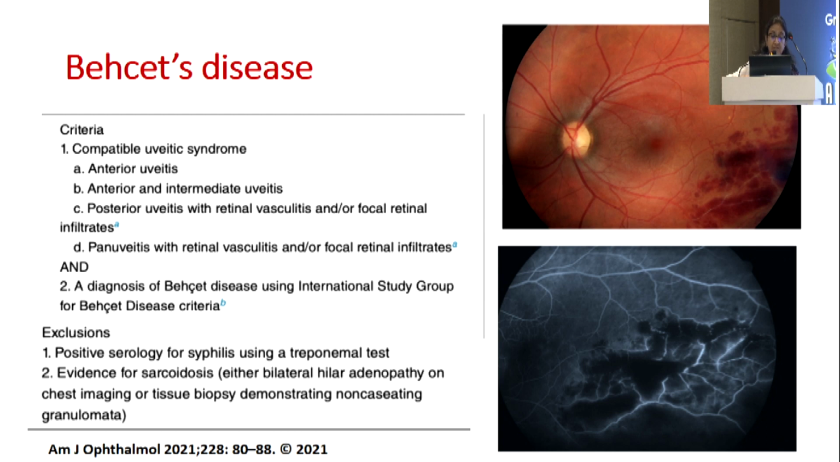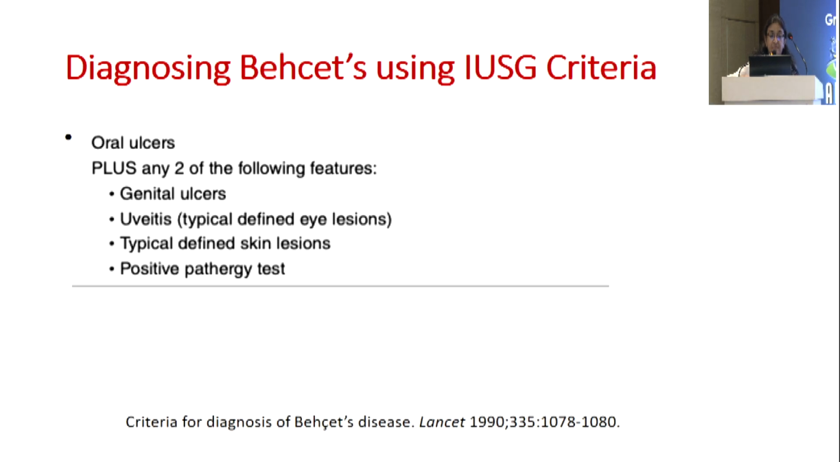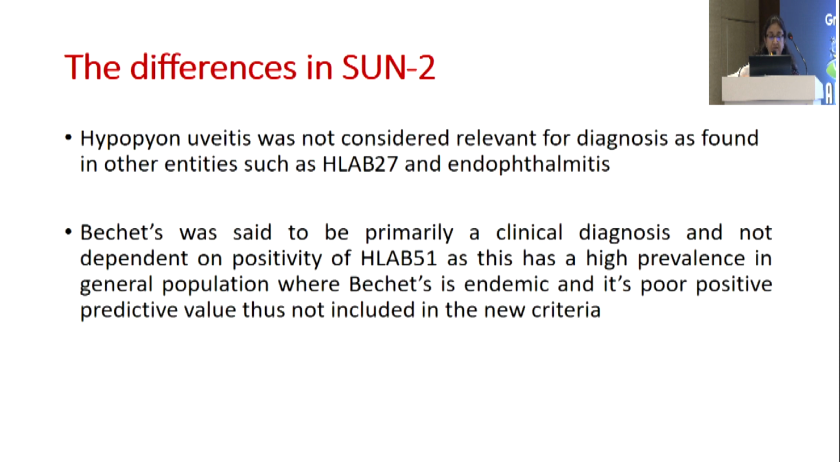As far as Behçet's disease is concerned, again, we have a lot of criteria which have been defined, and there is also an understanding that oral ulcers are very important for diagnosing Behçet's disease using the IUSG criteria, plus any two of the following features: genital ulcers, uveitis, typically defined skin lesion, and a positive pathergy test.